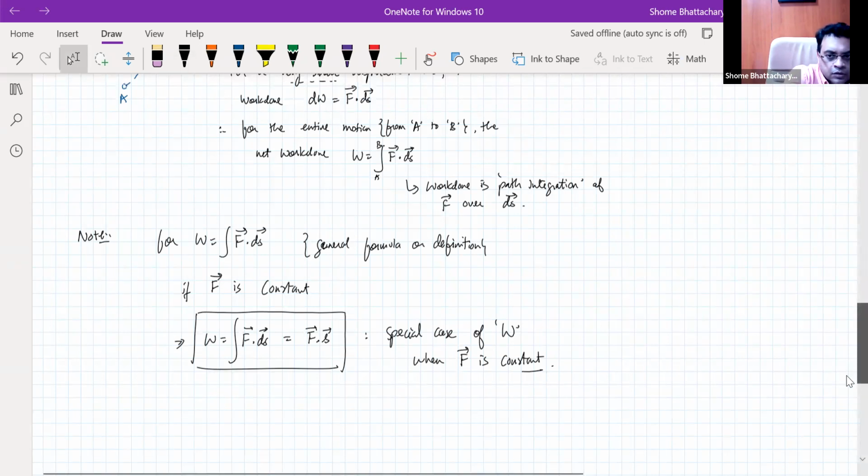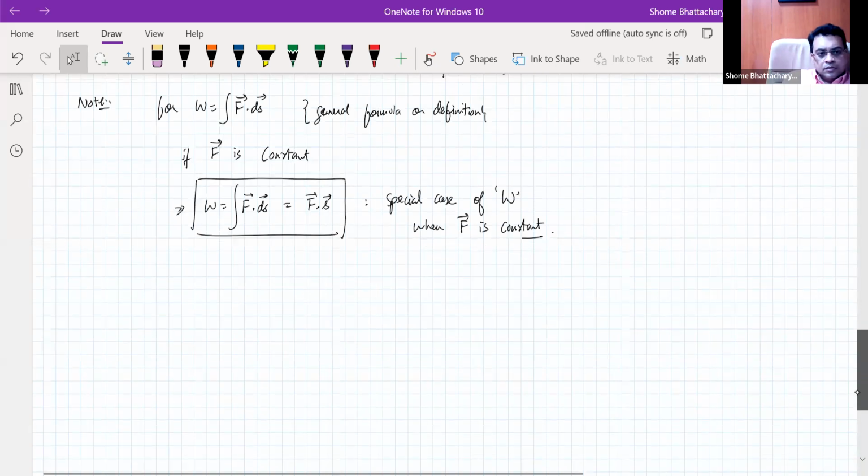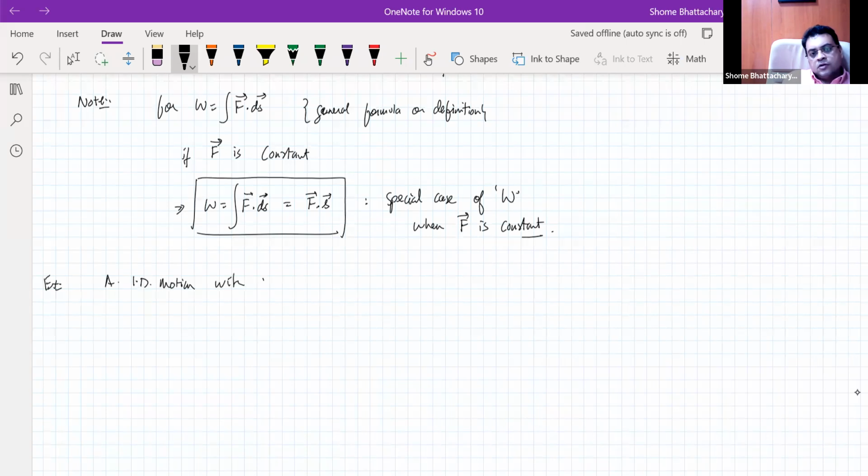Okay, so now let us understand the application of this for an actual variable force with a numerical situation. Let's see an example in which we are looking at a 1D motion with a variable force acting.